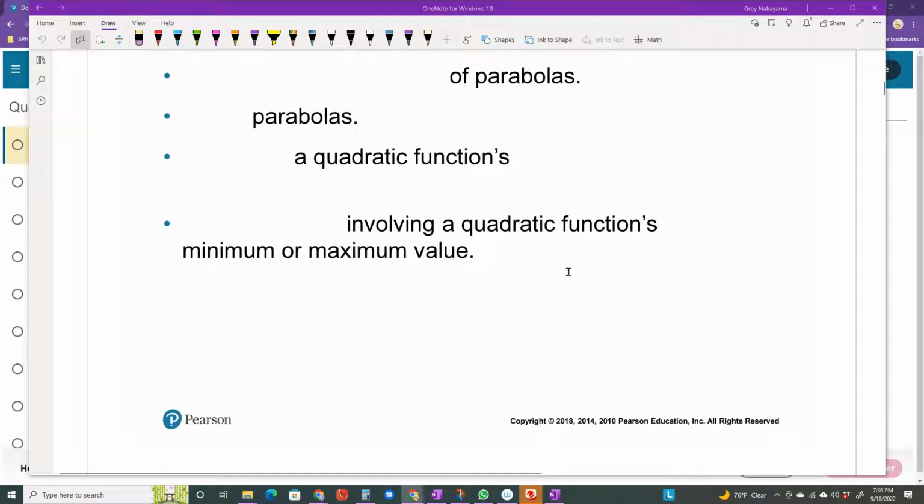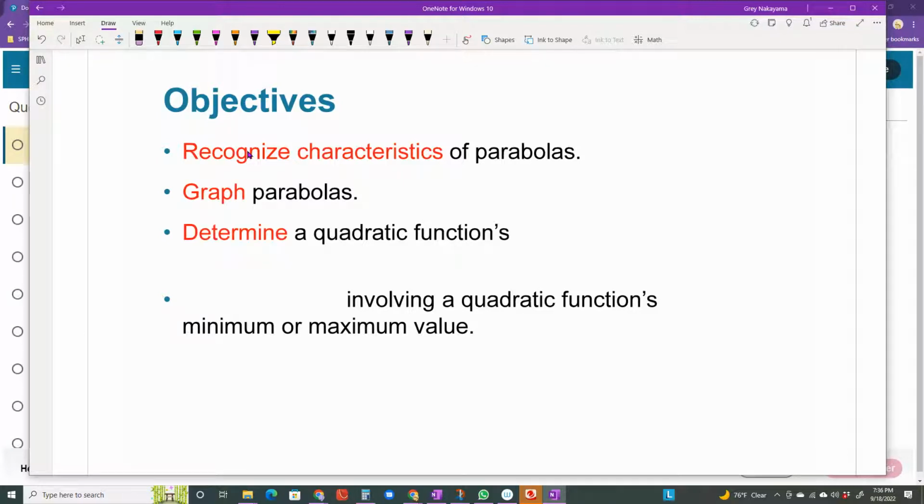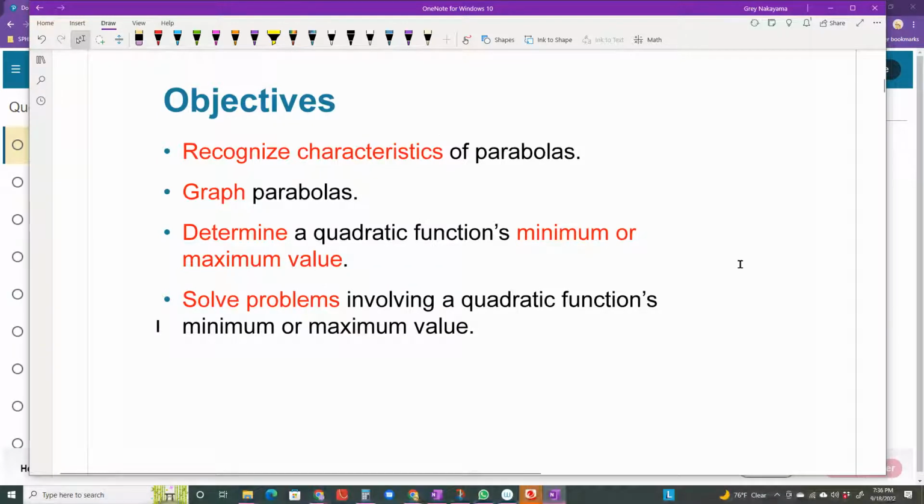So we are going to review those things from Algebra 2 where you recognize characteristics of parabolas. You're going to graph them, determine a quadratic's maximum or minimum value, and then you're going to solve problems involving a quadratic function's max or min value.